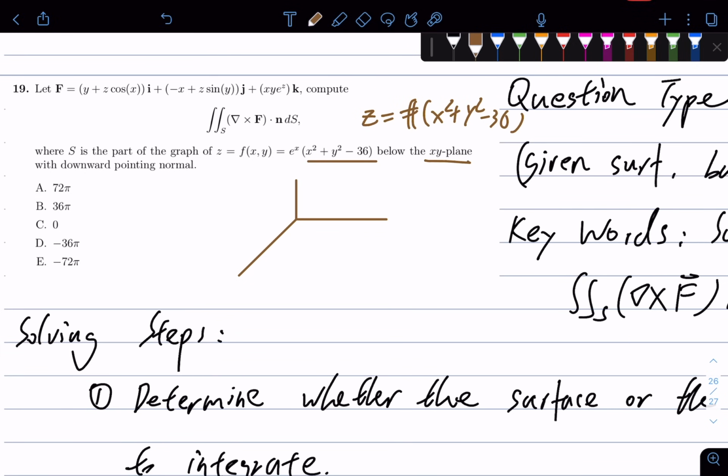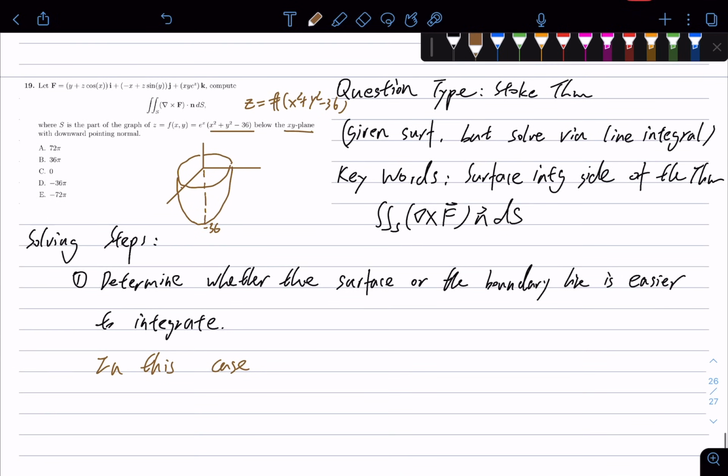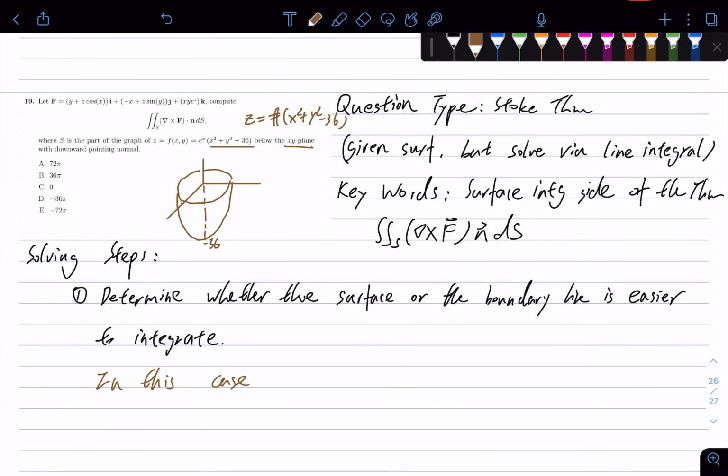What does this look like to you? Well, this looks like a paraboloid with a z-intercept of negative 36. When we set z equal to 0, x squared plus y squared equals 36, which is 6 squared. So this should be a circle with a radius of 6, with the parabola pointing downward, reaching this intersection right here, negative 36.